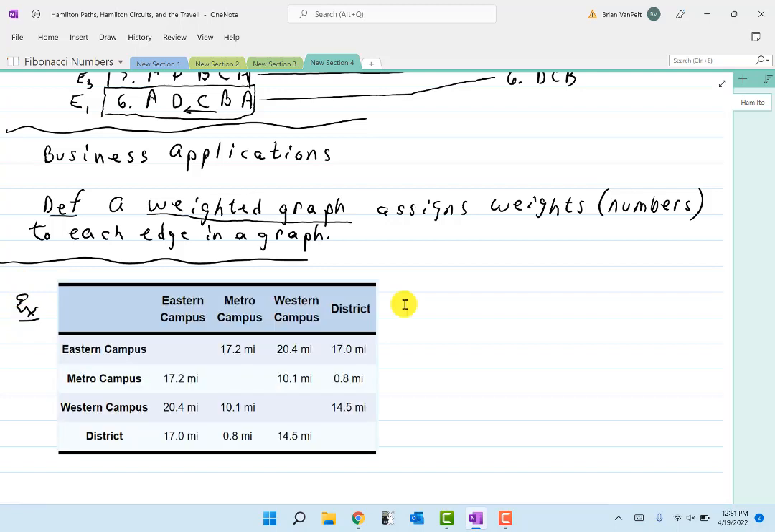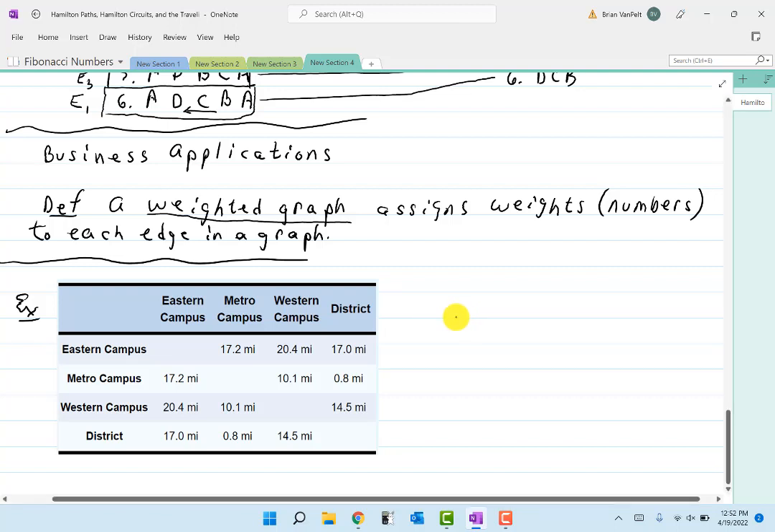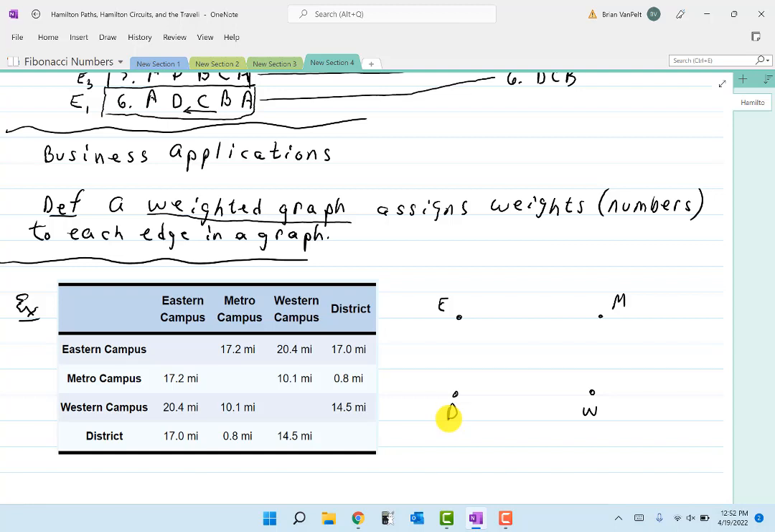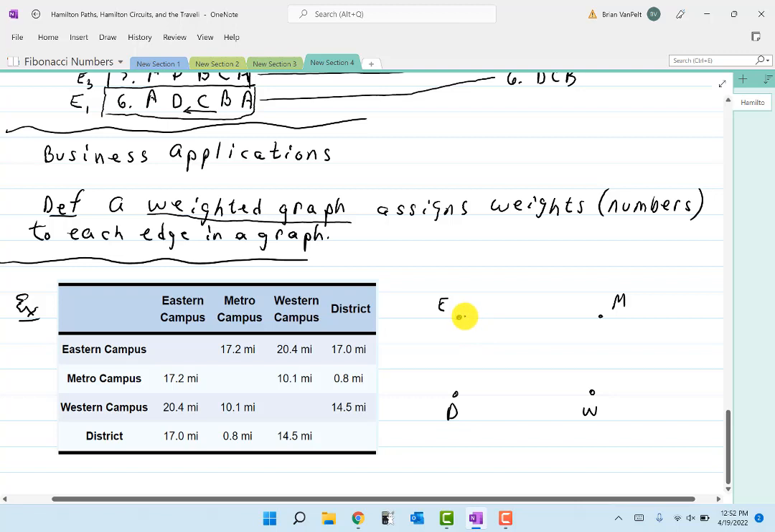All right, what we have here is a situation where we've measured the distances between each of the major campuses at Tri-C. So as you can see, we have an eastern campus, we have a metro campus, we have a western campus, and we have a district office. Now, I know I've not drawn them according to the way things should be pictured, but as I said, whenever you're going to draw such a graph like this, it's a good idea to put them in a square or circular fashion. So I'm going to make all of my connections.